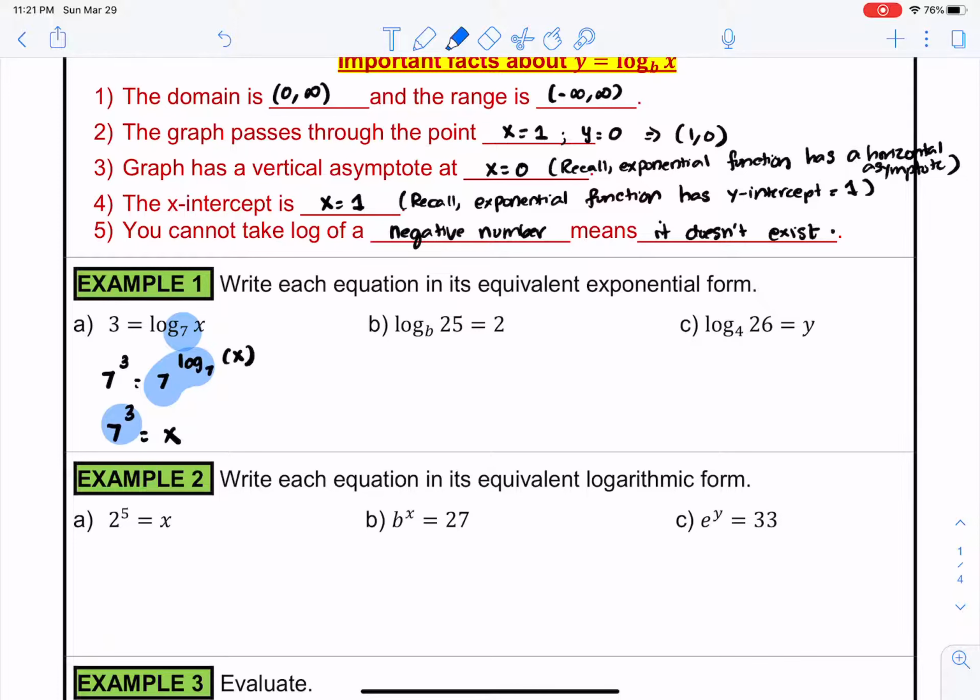Here we have a base of b. So we want to raise it to the power of b on both sides. Those two terms sort of disappear. We'd end up having 25 equal to b squared, and that is the exponential form. Likewise, we observe a base of 4, so we raise it to the power of 4 on both sides. Those sort of go away. We'd simply have 26 equals 4 raised to y.